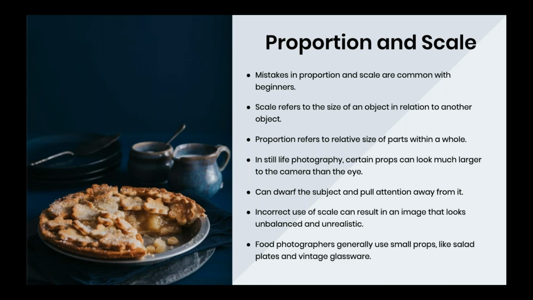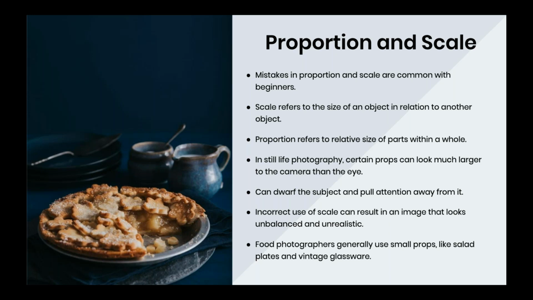Okay. Proportion and scale, this is also something I wanted to mention. Everything I've been talking about comes down to the relationship of the different elements in your composition and how they interact with each other. Scale is an important part of this, and I've noticed that beginners especially tend to make a lot of mistakes with scale. Scale refers to the size of an object in relation to another object in the composition, while proportion refers to the relative size of parts within a whole.